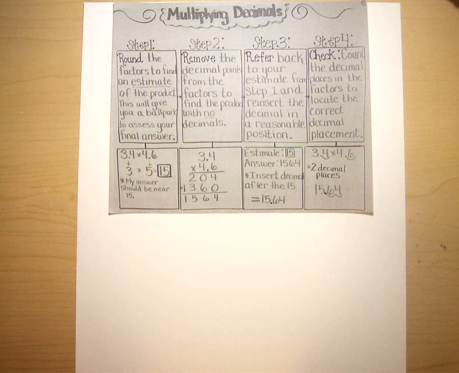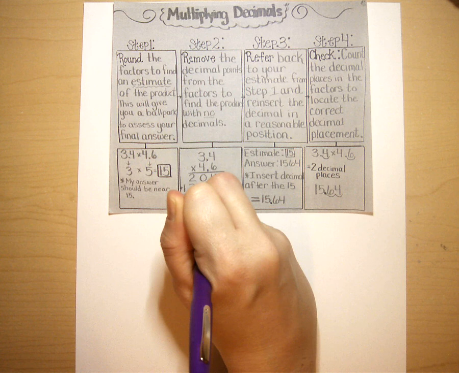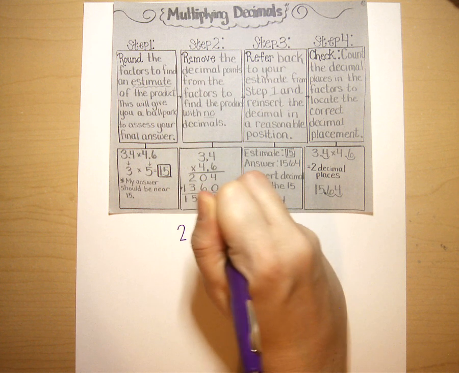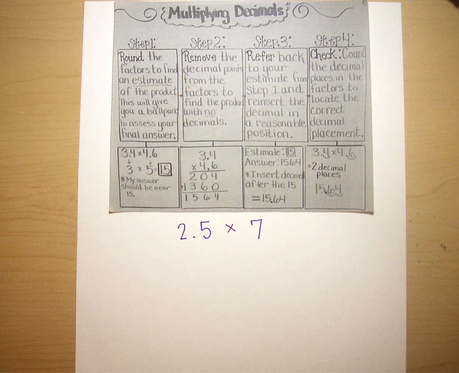So let's start off with 2 and 5/10 times 7. This is actually number 2 on the worksheet that you're going to be working on today. We'll look at that in just a moment.